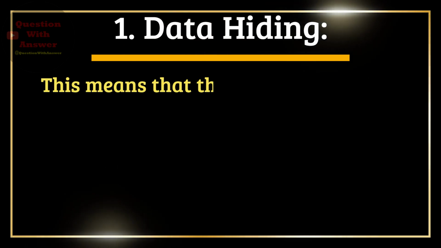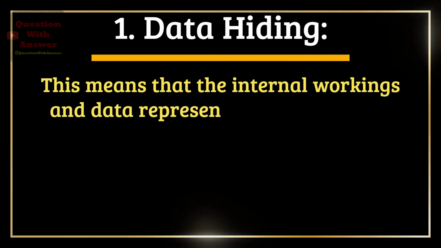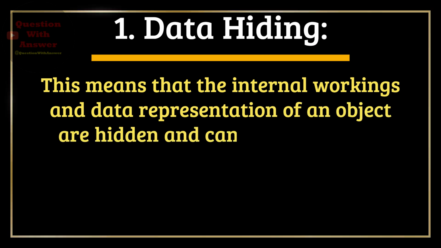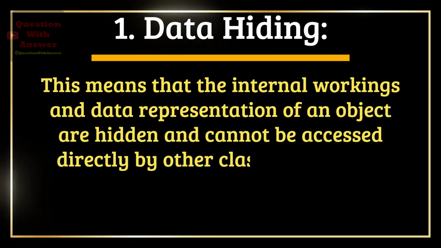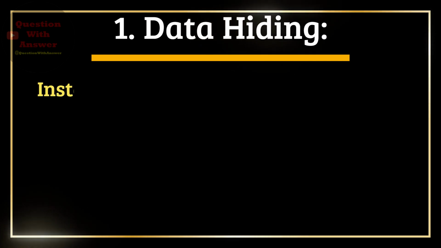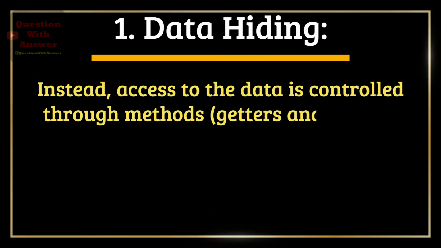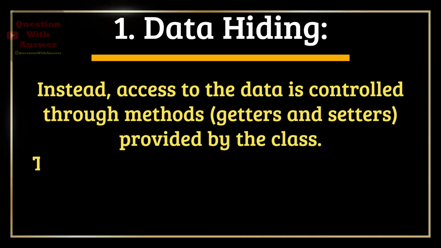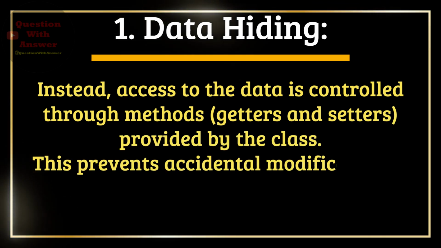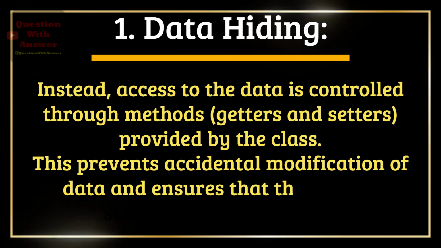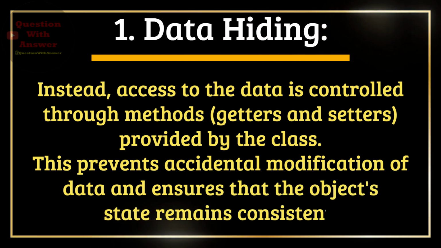This means that the internal workings and data representation of an object are hidden and cannot be accessed directly by other classes or objects. Instead, access to the data is controlled through methods, getters and setters, provided by the class. This prevents accidental modification of data and ensures that the object state remains consistent.